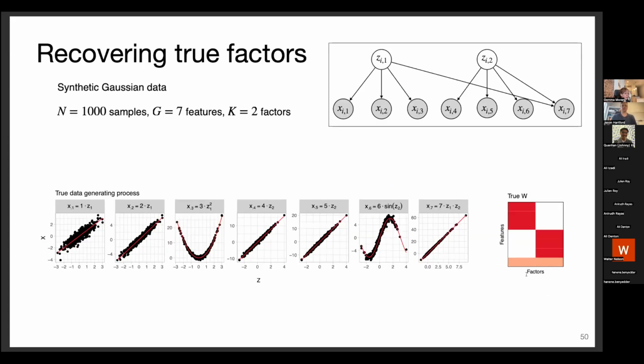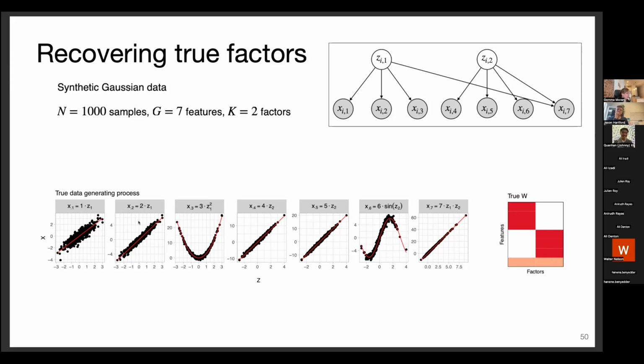So we look at a very simple example to start with, where we have 7 features, so 7 dimensions of our observed data, and 2 underlying factors. The true W matrix looks like this. The first 3 features depend on only the first factor. The next 3 depend on the second factor. And the final one is some interaction of the 2 factors.